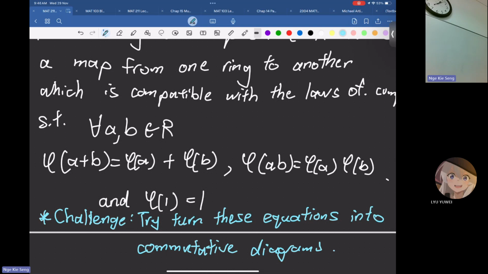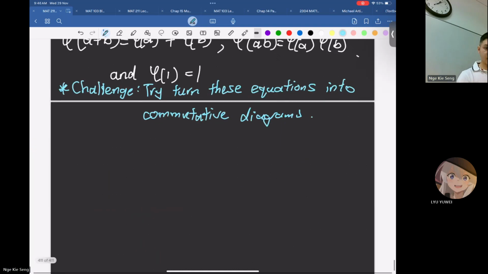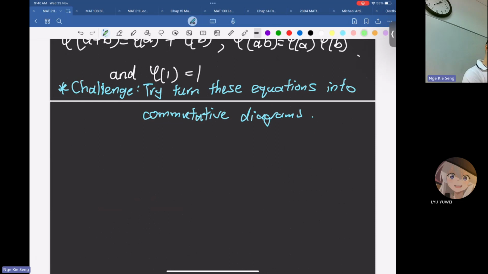If you don't know what I am talking about, go back and check the group homomorphism, and what commutative diagram I drew there. Try and draw it up yourself. Still have time, let's keep going.